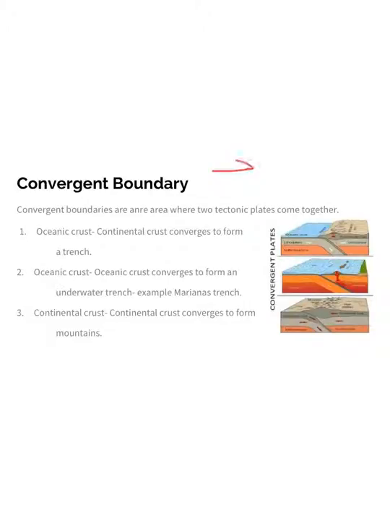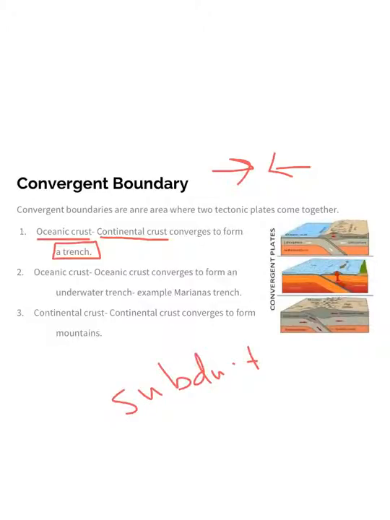Convergent boundaries are formed when two plates come together. Oceanic crust and continental crust can converge to form a trench. Trenches are formed at subduction zones. Oceanic crust and oceanic crust converging can also form underwater trenches.